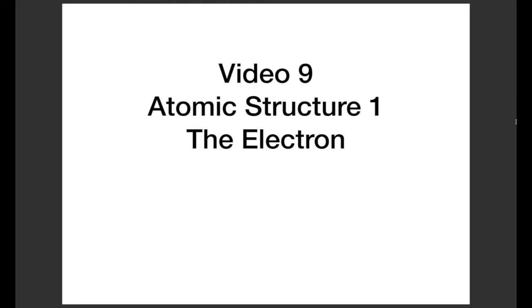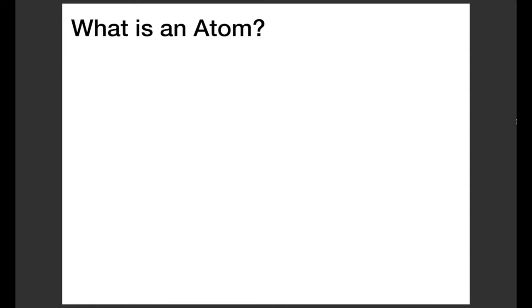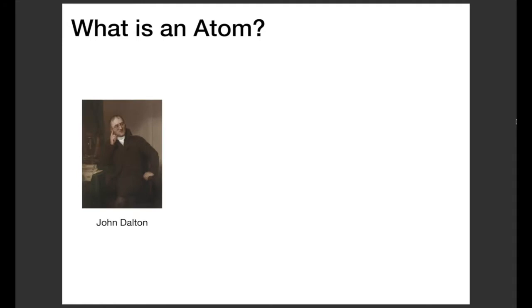In this video, we will start our discussion of atomic structure, beginning with the electron. With the development of atomic theory, the exact nature of the atom became a subject of debate. Scientists like Dalton thought of them as small, indestructible spheres, objects that actually exist in the physical world.